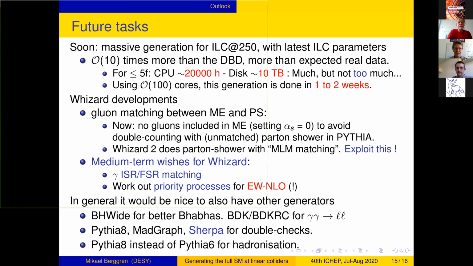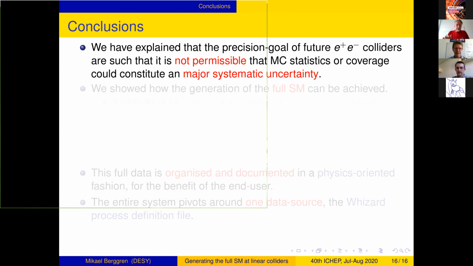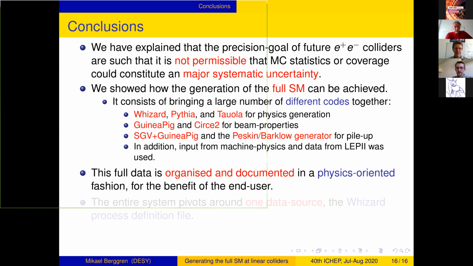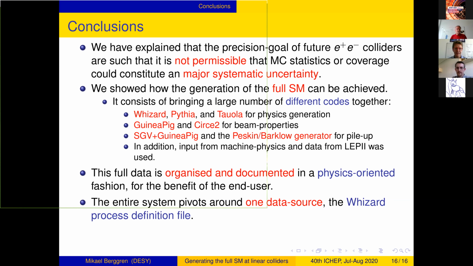Okay, so let me then quickly conclude. I explained that due to the precision requirements at a linear collider, Monte Carlo statistics must be sufficient. I showed how this is achieved by bringing many different codes together, fully scripting this and documenting it in a physics-oriented fashion, and that the entire system pivots around one single data source, the WHIZARD process definition file. Okay, thank you.